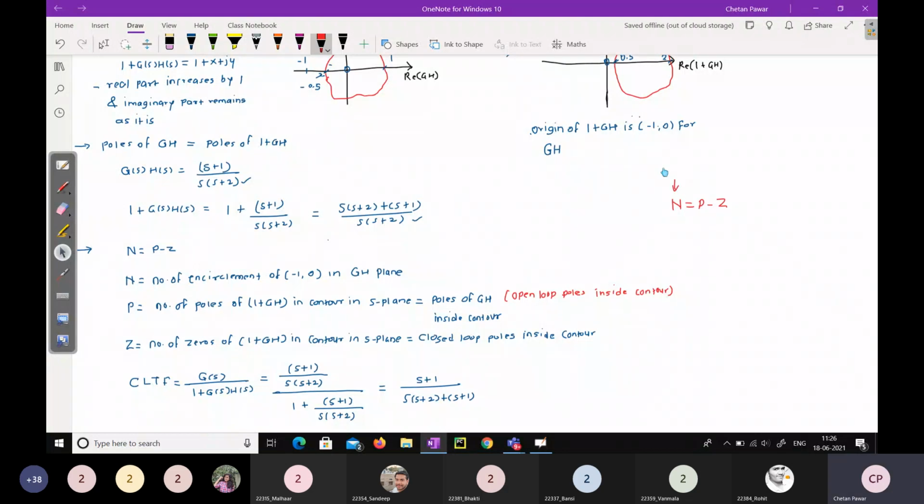so this will be the encirclement about the -1+j0 point. Here what we have determined, P is equal to poles of open loop transfer function. This is the open loop poles inside the contour. Okay. And what is the Z? Z are closed loop poles. So this relation we have found.